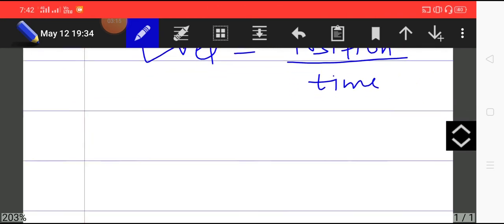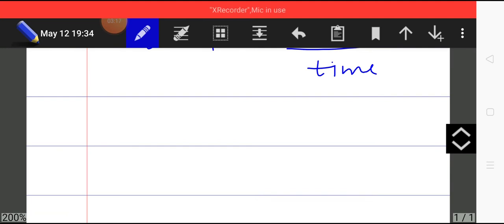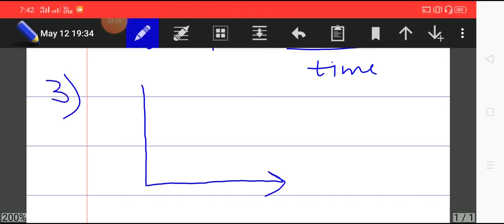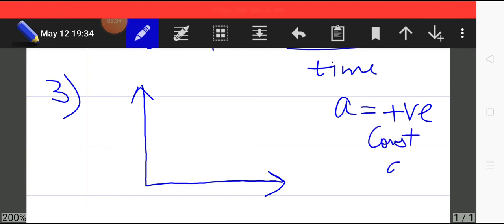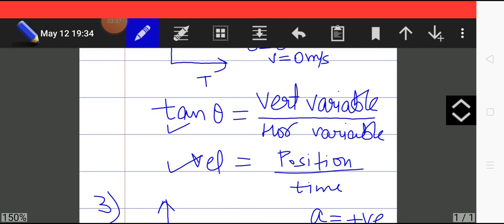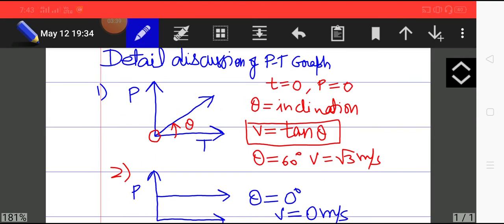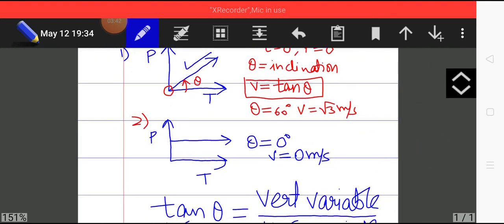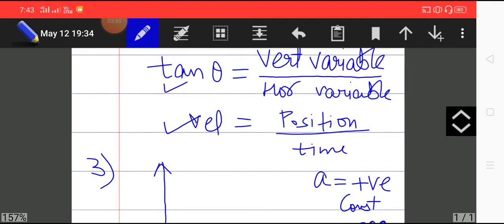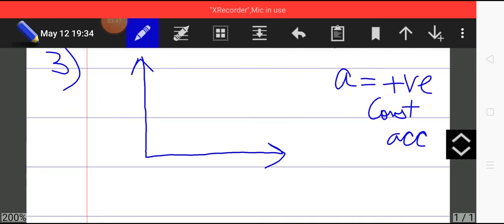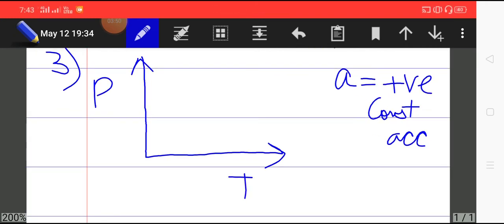Now this was for constant velocity. What about positive acceleration, in which velocity is increasing? You can still infer it in the position-time graph. This is the third case I am discussing, for positive constant acceleration. In the second case, this is the case for constant positive velocity, this is the case for zero velocity, and this is the case for increasing velocity. So for increasing velocity in the position-time graph, you will get a graph like this.